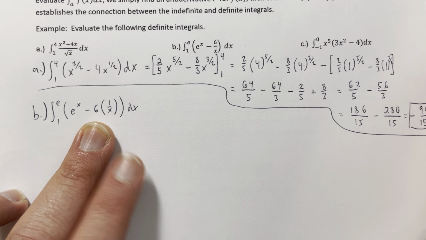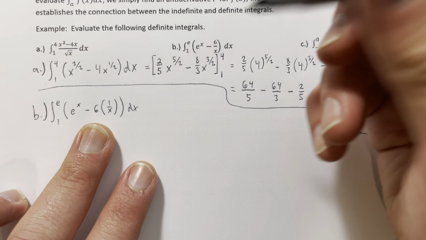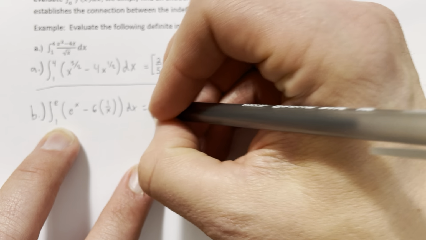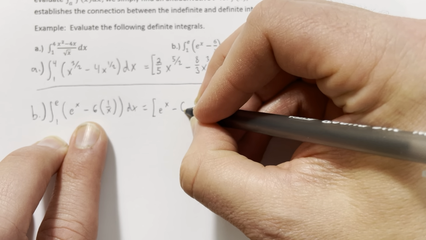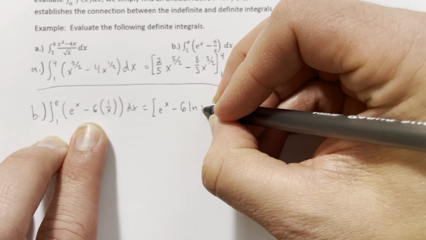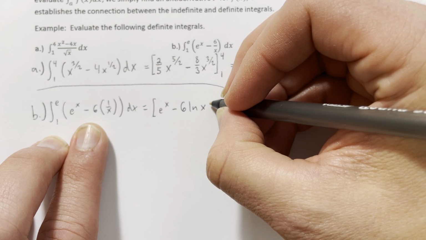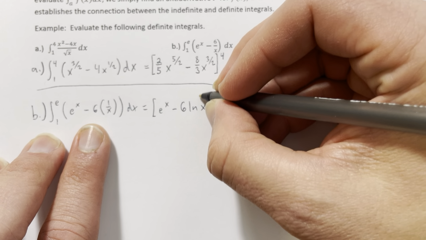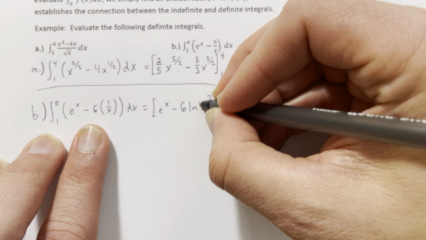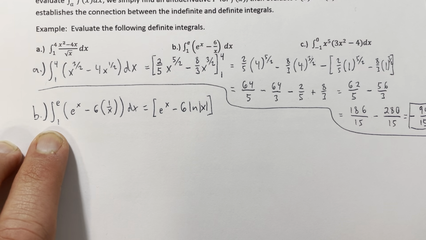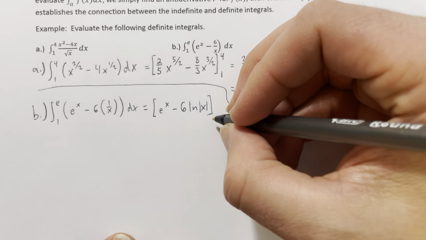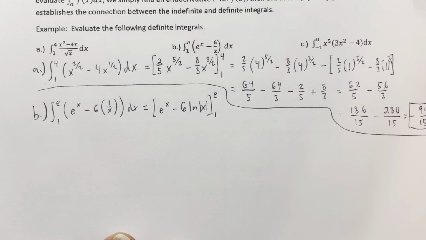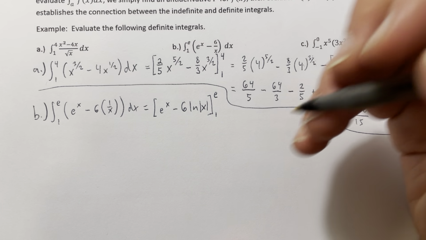1 over x, I know that its antiderivative, or an antiderivative, is the natural log. E to the x is its own antiderivative. So I get e to the x minus the 6 stays put, 6 natural log of x. And technically, it would be the absolute value of x, right? I can put that in there. But because I'm plugging in numbers that are already positive, the absolute value won't actually do anything. So I'm going to put it in there just for the sake of accuracy, but I'm also kind of making note of the fact that it's not going to matter.